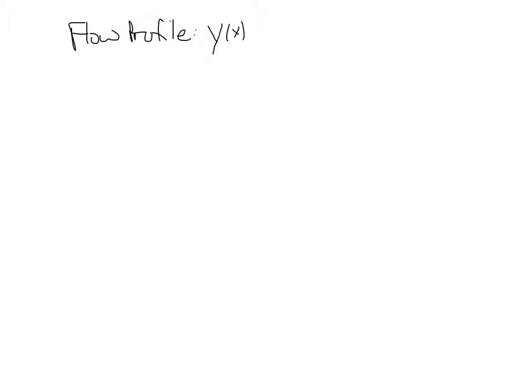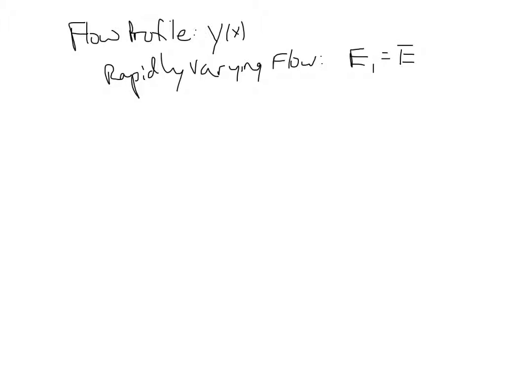And for most of our calculations in rapidly varying flow, this is simply the solution of the cubic, which is to say that E1 is equal to E2 plus delta Z. And then this allows you to solve for Y2 as a function of Y1, the channel width, delta Z, etc.